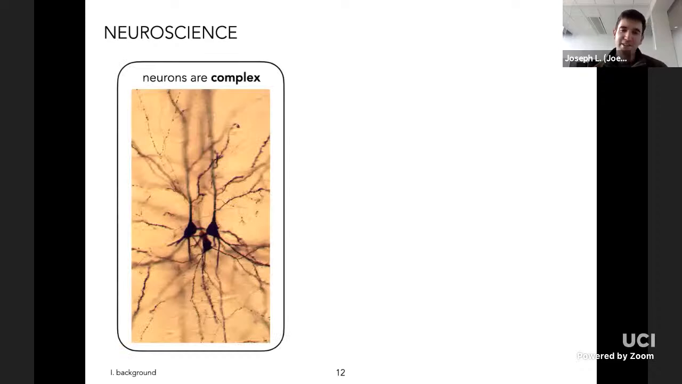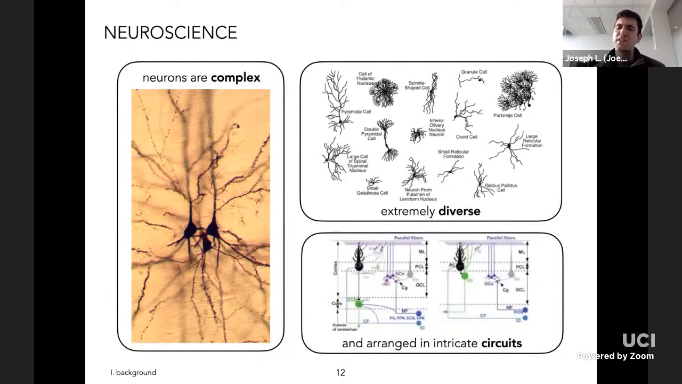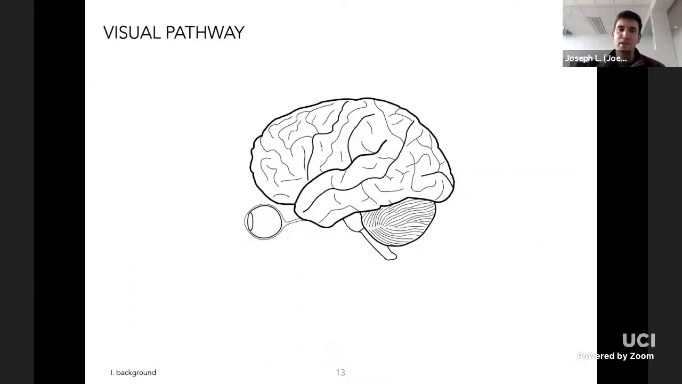And so what can we say about neuroscience? Well, neurons are not these abstract computational units. Neurons are actually quite complex and extremely diverse, and they're arranged in these intricate circuits. So we might not just be able to say one biological neuron is one abstract computational linear threshold unit and be done with it. We might have to dig a little deeper.